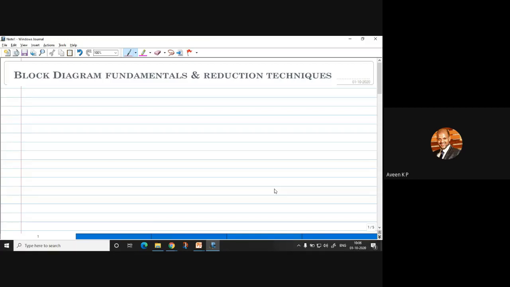Hello, students. Today we shall discuss the concept of block diagram fundamentals and its reduction technique. So, in module 2, this is the third part. First part is all about mathematical model. Second part, analogous system, direct and inverse analogy. So force voltage and force current analogy, that is what we have discussed. And similarly, we will look into block diagram fundamentals and its reduction technique.